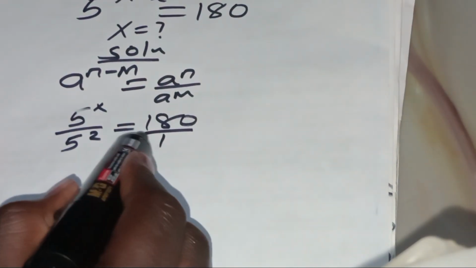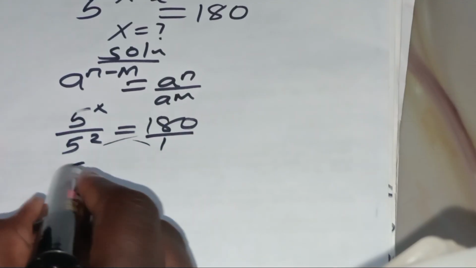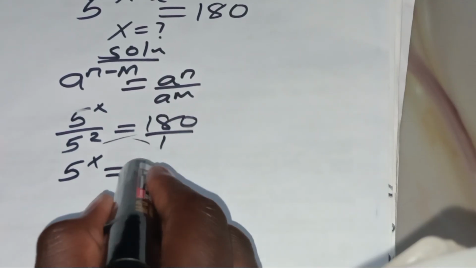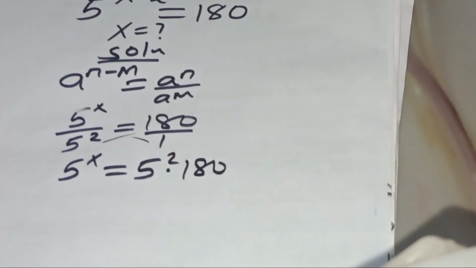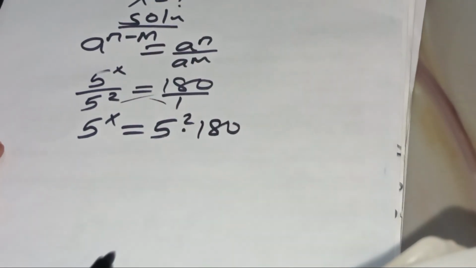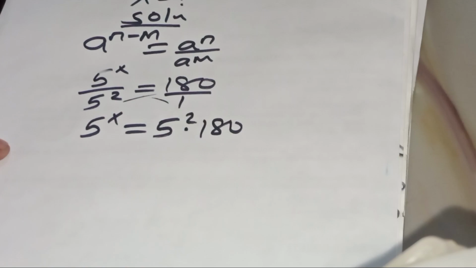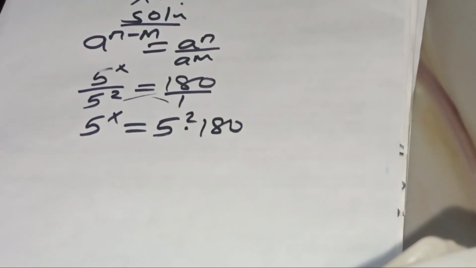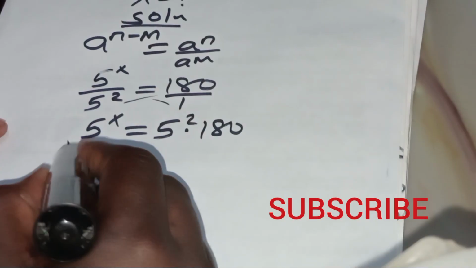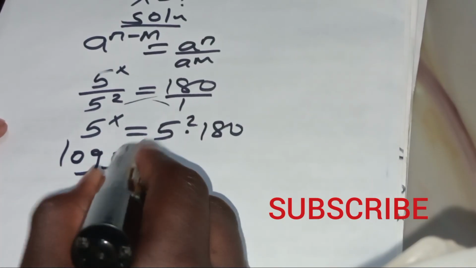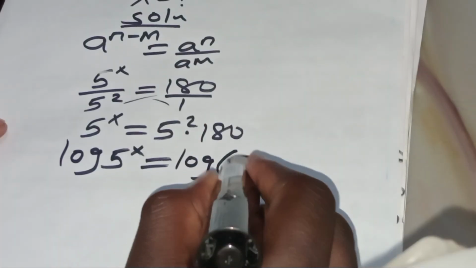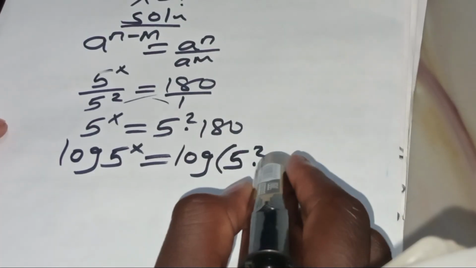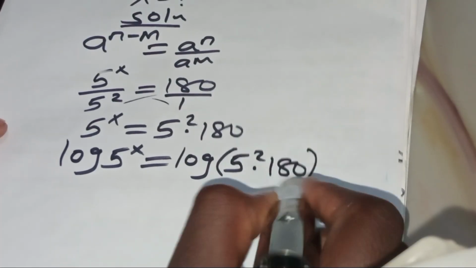So let's cross multiply here. We will have 5 to the power x equal to 5 to the power 2 multiplied by 180. Okay? So to solve for the value of x, we introduce the natural logarithm on both sides as follows. This is log 5 to the power x, which is equal to log 5 to the power 2 multiplied by 180.